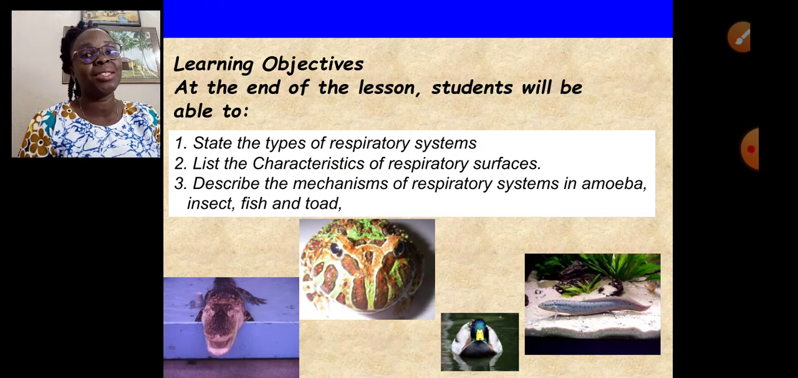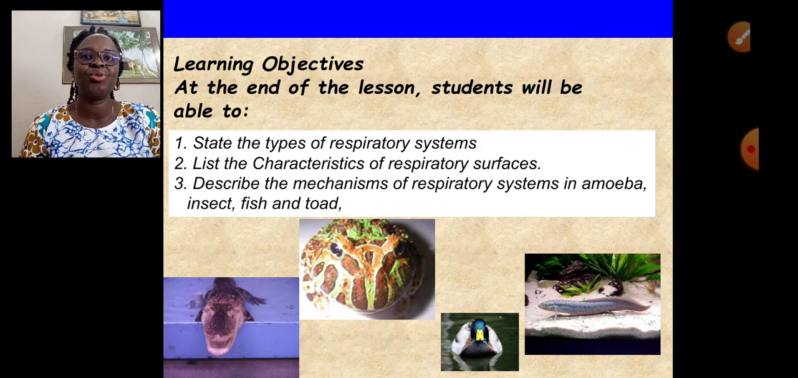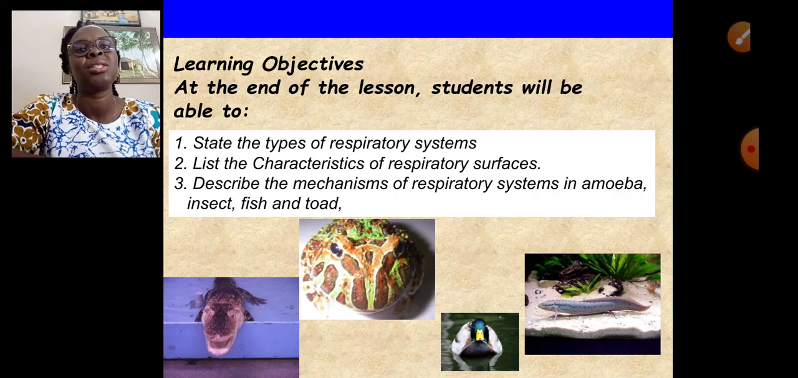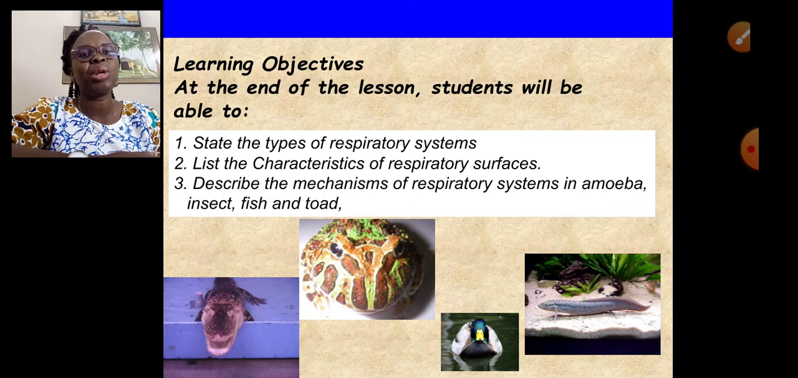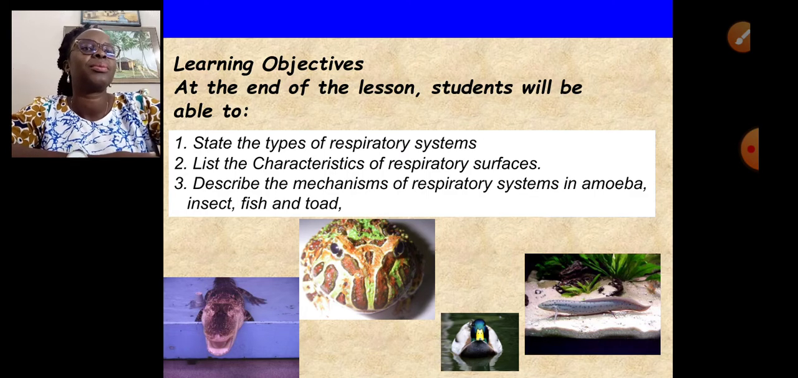Today we are looking at another interesting topic, the respiratory system. At the end of this lesson, you will be able to state the types of respiratory system, list the characteristics of respiratory surfaces, and describe the mechanism of respiration in amoeba, insects, fish, and toad.